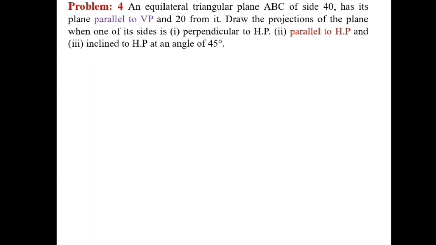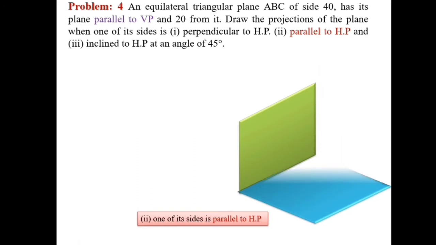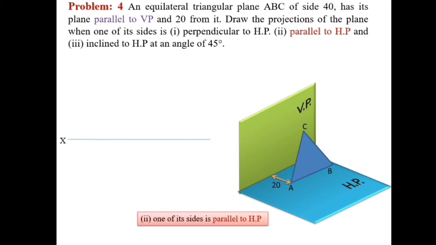And next, in the second condition, any one of the sides is parallel to HP. So you see this figure, and any one of the sides is parallel to HP now. That means A and B is one of the sides, and that AB side is now parallel to HP. You know that it is 20 mm in front of the VP, and from the front view we will get the true shape of the triangle.